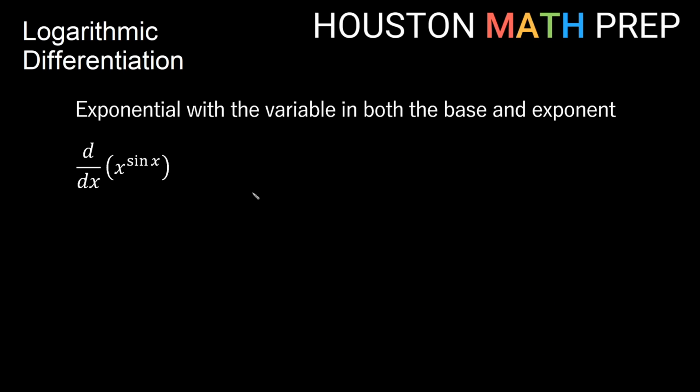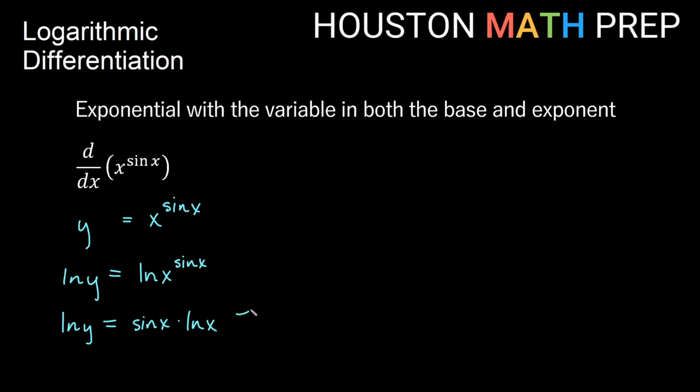Let's look at one last example in our video here. We have the derivative of x to the sine x. So we'll go ahead and use our outline, think y equals x to the sine x. Remember now we take the natural log of both sides, so we'll get ln of y is equal to ln of x to the sine x. And with these, the idea is to get this exponent out front of the log. So we'll think of this as ln y equals sine of x times ln of x, just using properties of logs there.